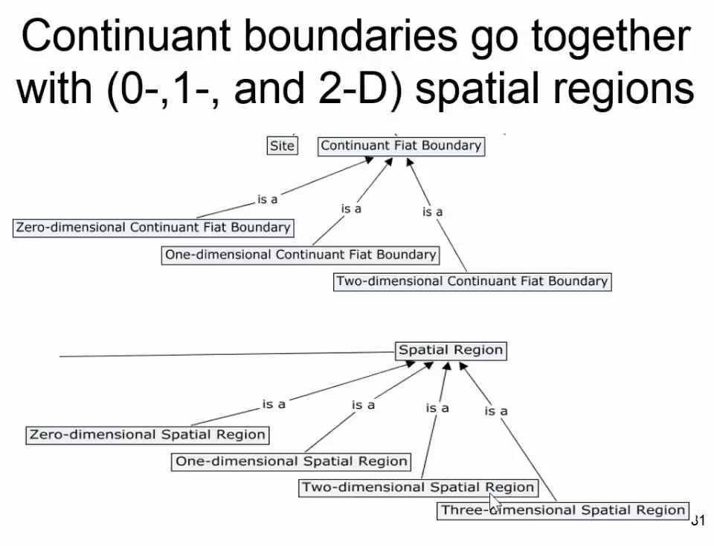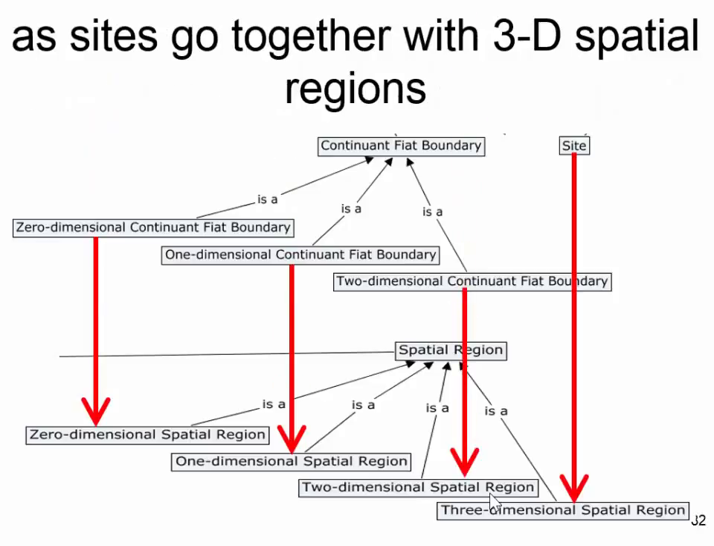There is a connection between boundaries and spatial regions. Every zero-dimensional boundary, for instance, the North Pole, is always at some zero-dimensional spatial region at any given time. And every one-dimensional boundary is always at some one-dimensional spatial region in time. The equator is always somewhere in space at any given time, and so forth. So there is an association here. And then sites are always at some three-dimensional spatial region at some time.